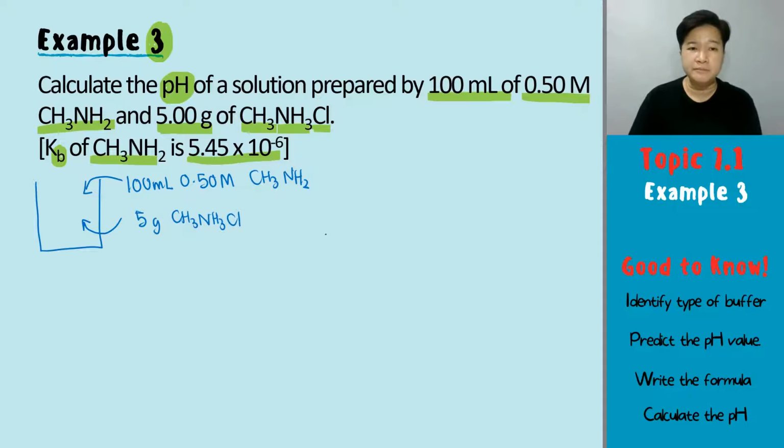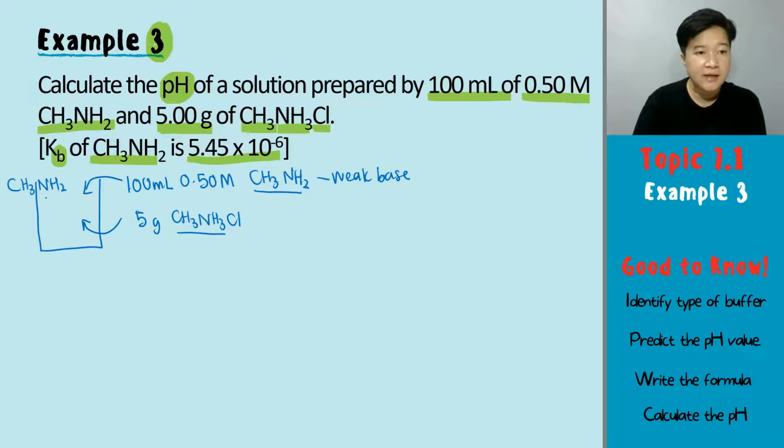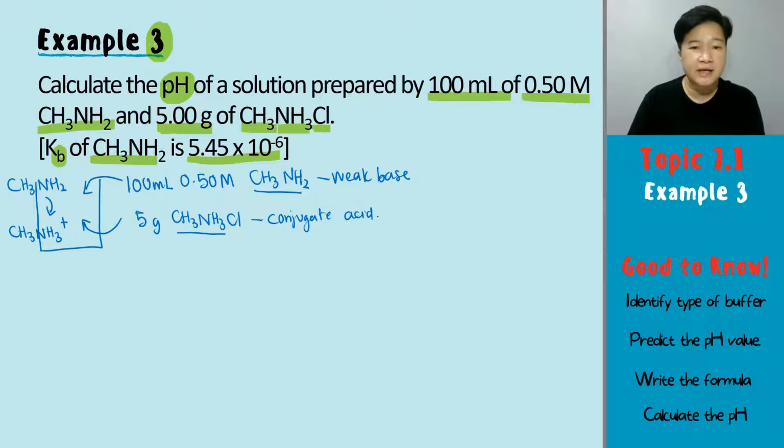Okay? First and foremost, identify whether it's a buffer or not. It's CH3NH2, that is my weak base. Due to the presence of the NH2 there, we know that it's a weak base. And then look at the changes over here: having the CH3NH2 and then having your CH3NH3 positive. So your CH3NH3 positive is straight away my conjugate acid. And by having the weak base and the conjugate acid, you know that this will be our basic buffer. Agree?